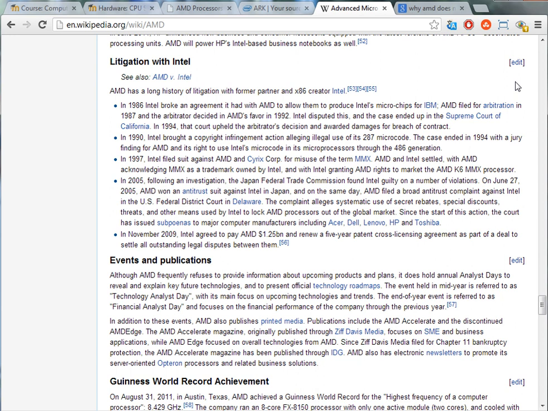So when we talk about companies, as we start to examine the different CPUs, the different ways they're made, the cost of the different CPUs, you're going to see why some people use Intel and some people use AMD. But I just wanted to point that out real fast. And again, that's information that you can read in the Wikipedia article, specifically the AMD one where it talks about its litigation with Intel.